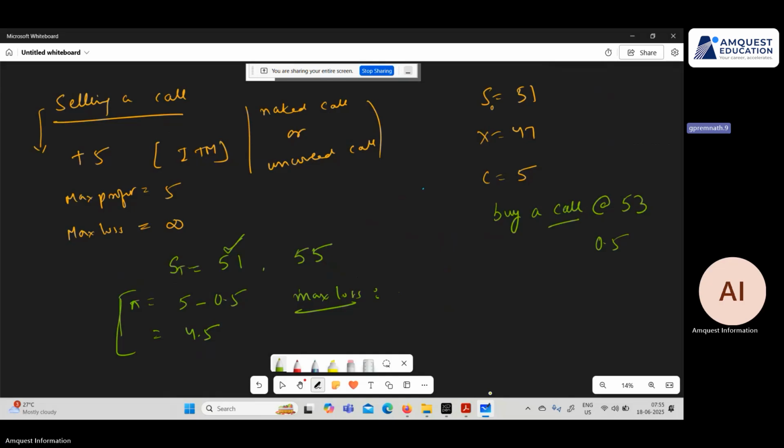I'm a bit confused because at expiration at 51, the guy who you sold the call to will execute it. Correct. And he will execute at 47, current price 51. He will pocket 4 and you will lose 4. So in this case, you will effectively buy from the market at 51 and sell it to him at 47, making a loss of 4 rupees.